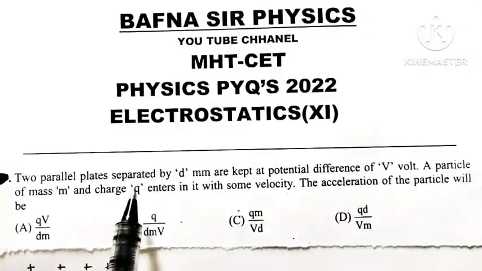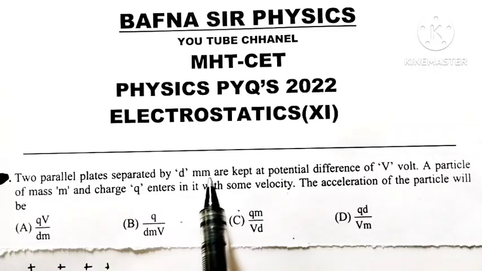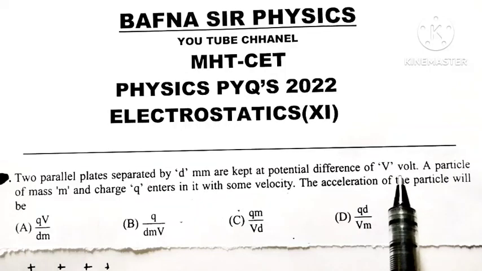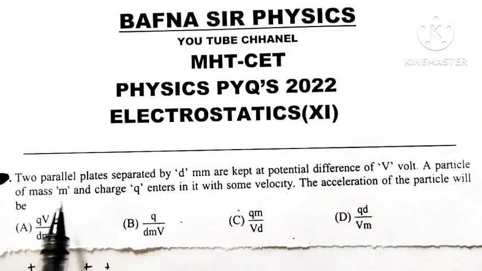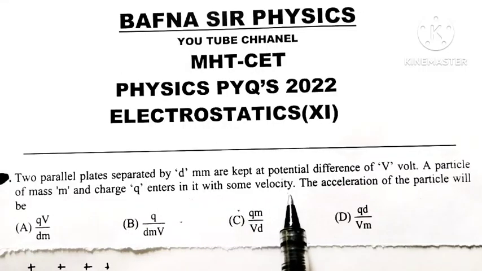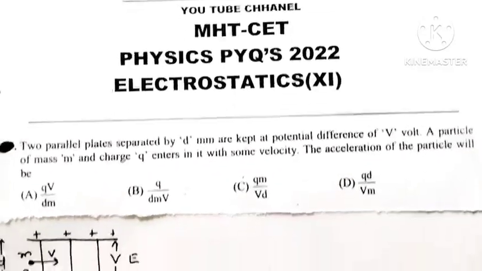Two parallel plates are separated by a distance small d millimeter and are kept at potential difference V volt. A particle of mass m and charge q enters in it with some velocity, then the acceleration of the particle will be. See here, the situation is like this.